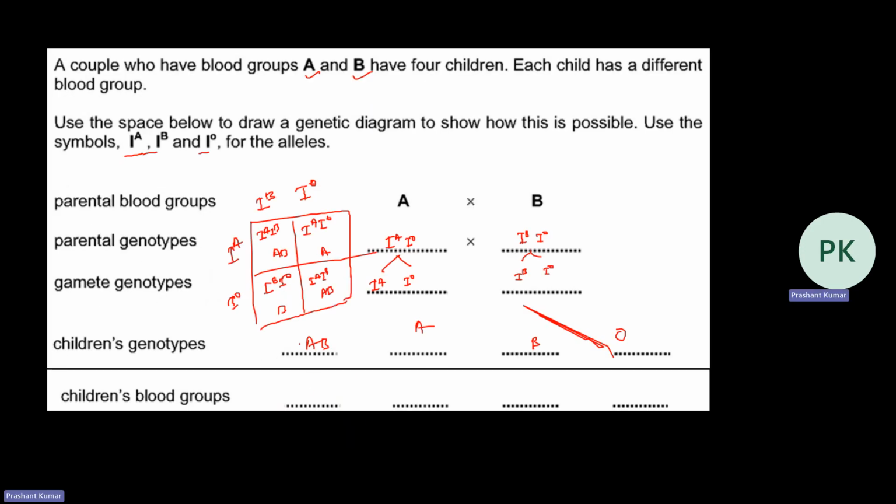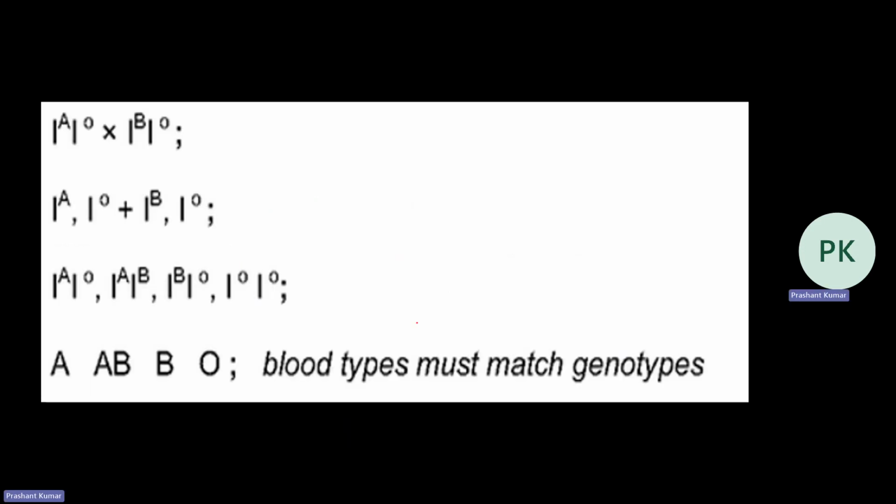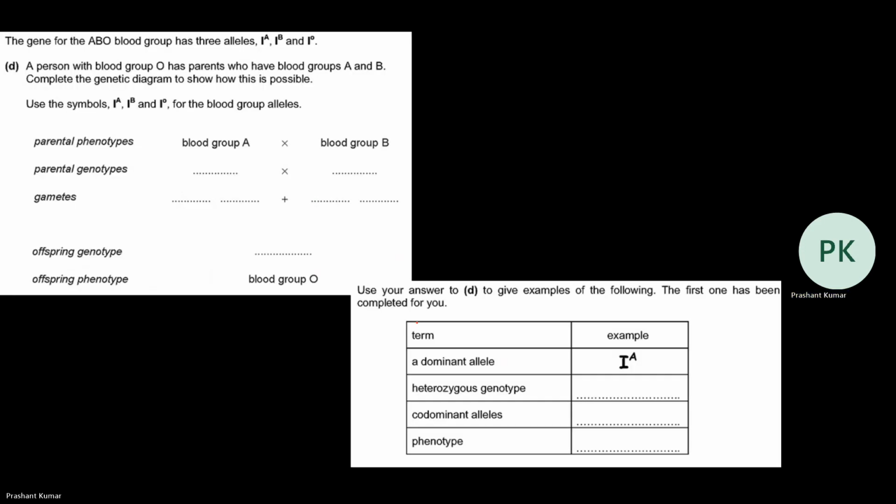Genotype you can write like this. Always use the notation IA, IB, IA, IA, or IO, sorry. So like this, you can solve it. This is the mark scheme of the question.